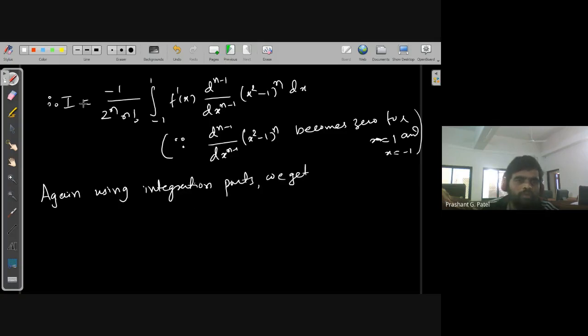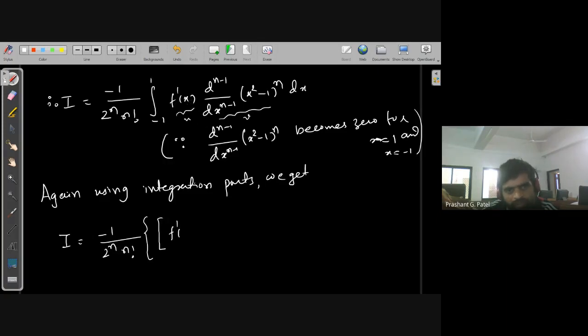We get, again use this same thing. So your I will be minus 1 upon n factorial. In a similar manner, what will happen? This is your u and this will be your v. So in the first, you will have u as it is, f dash of x. Then it is the integration of this quantity, which is the n minus 1 derivative, it is already there. And if you integrate that, you will have the n minus 2 derivative there.